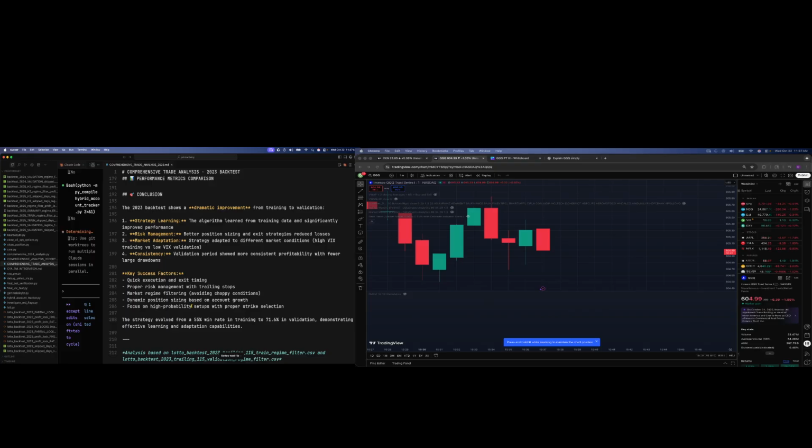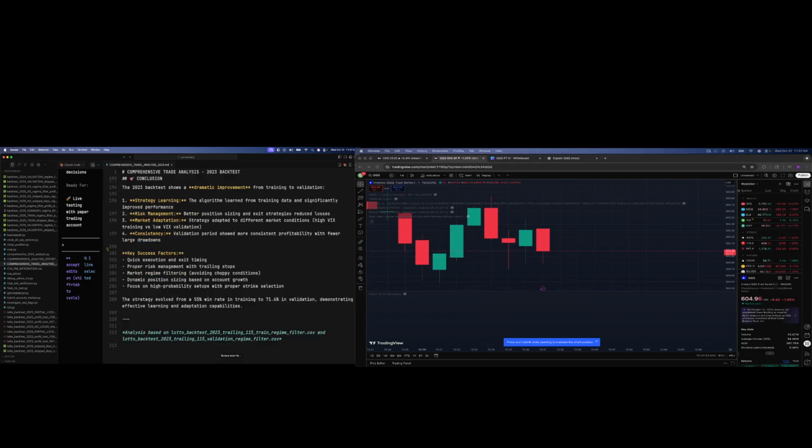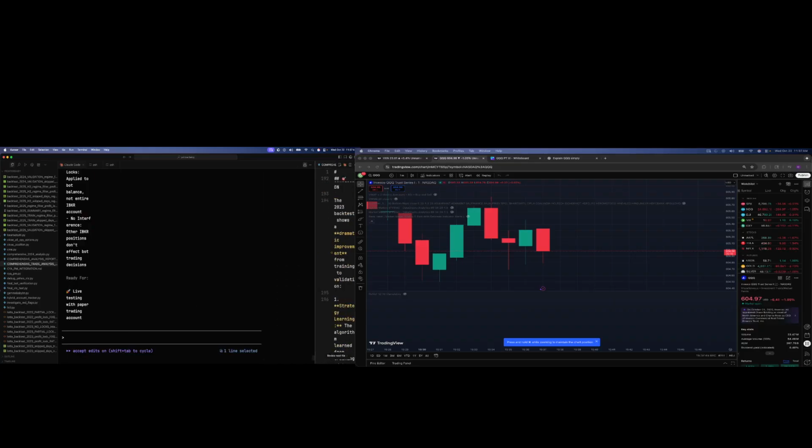The back tests showed dramatic improvement from training to validation. The strategy is learning. The algorithm learned from training data and specifically improved the performance. The better position sizing and exit strategy reduced the losses. The strategy adapted to the different market regimes, the high VIX in training and the low VIX in validation. The validation period showed more consistent profitability with fewer large drawdowns. I love it.